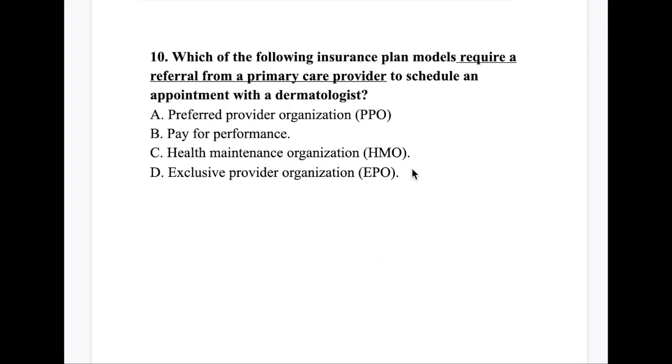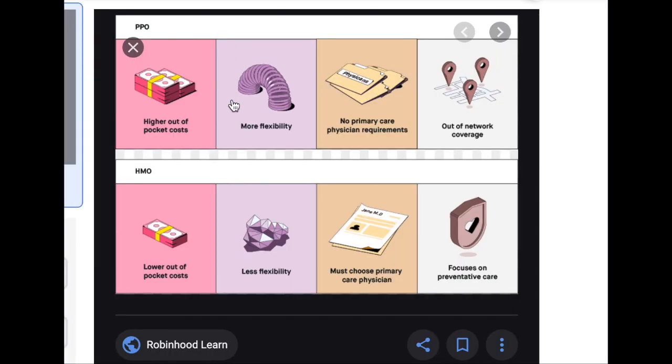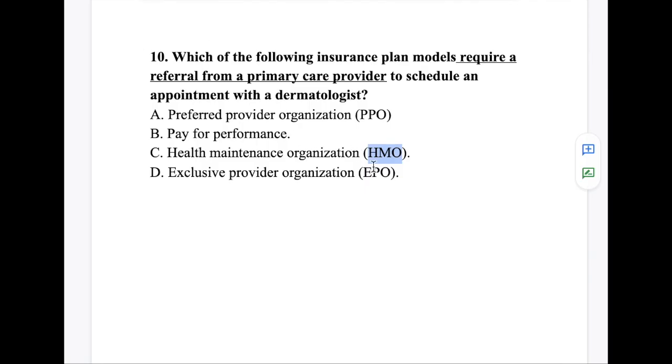First of all, let's keep in mind that between PPO and HMO, PPO is more flexible, HMO is less flexible, and the EPO is in between PPO and HMO. And pay for performance only compensates the provider if they meet certain measures of quality and efficiency.